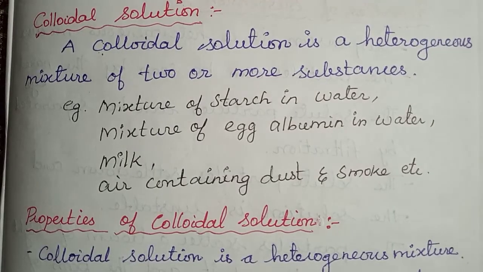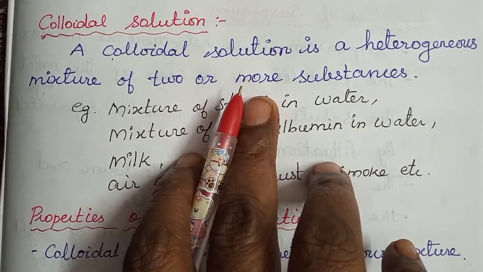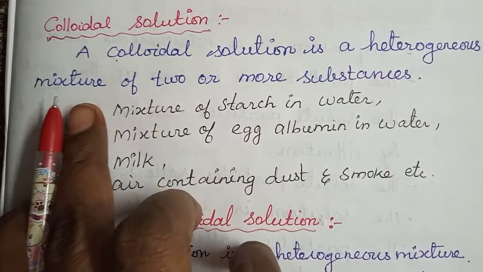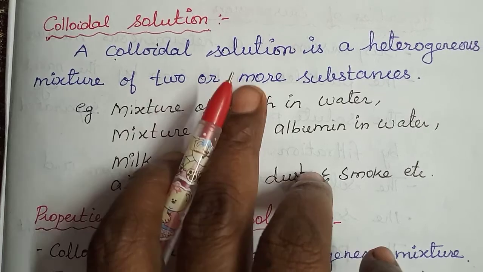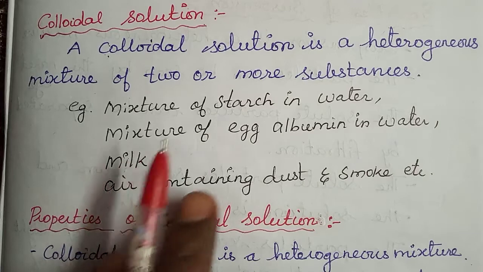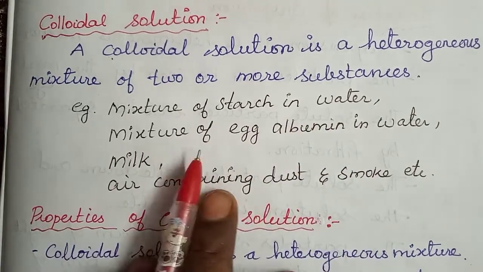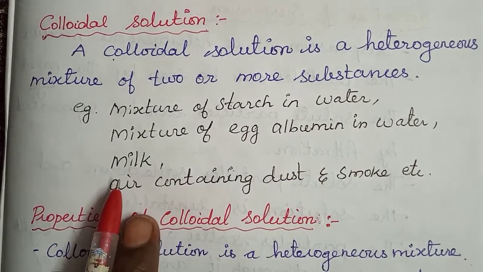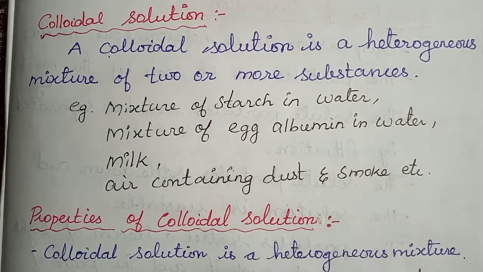Colloidal solution. Next one is colloidal solution. A colloidal solution is a heterogeneous mixture of two or more substances. Example: mixture of starch in water, mixture of egg albumin in water, milk, air containing dust and smoke, etc.